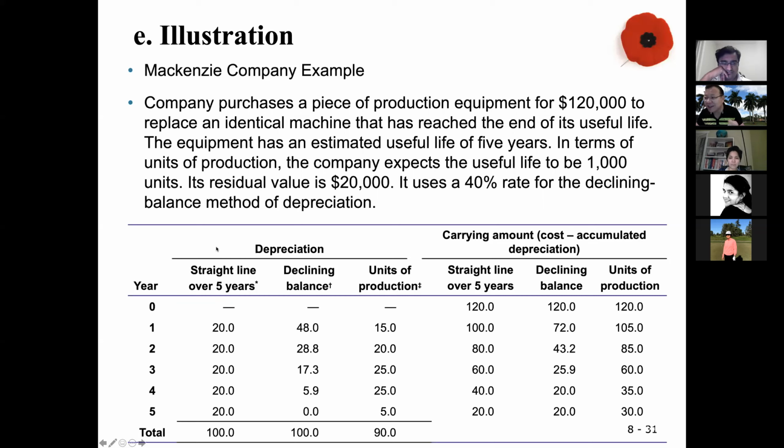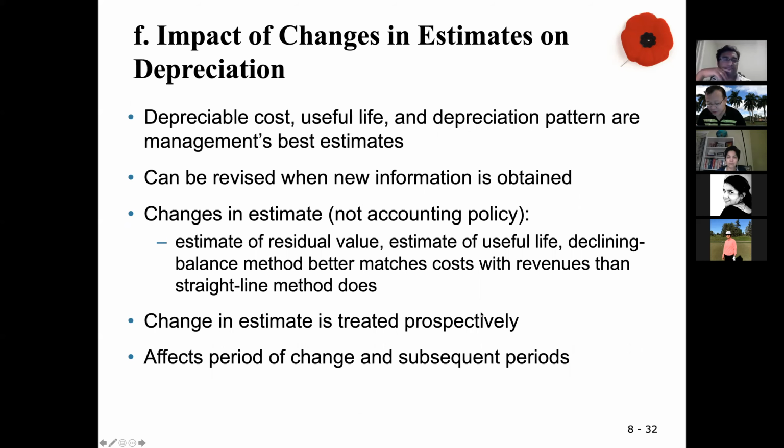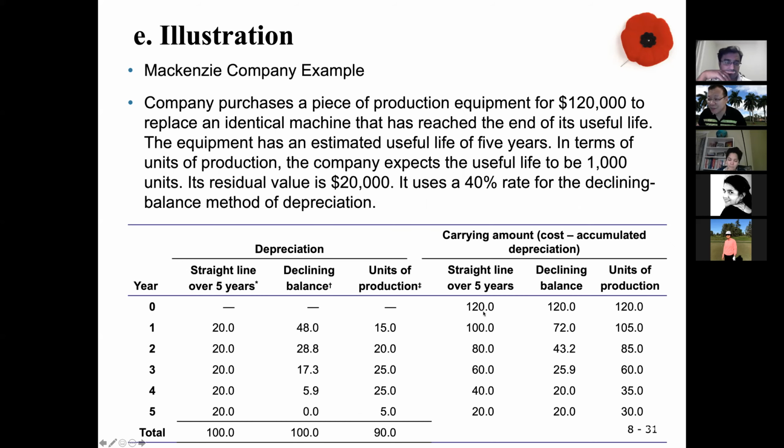Pretty clear, right? And then the carrying amount will decrease from 120 to 20, because at the end of the 5th year, your value should be the residual value, 20. Initially you have 120, so you can see the carrying amount decreasing by 20 every year. Clear, right?